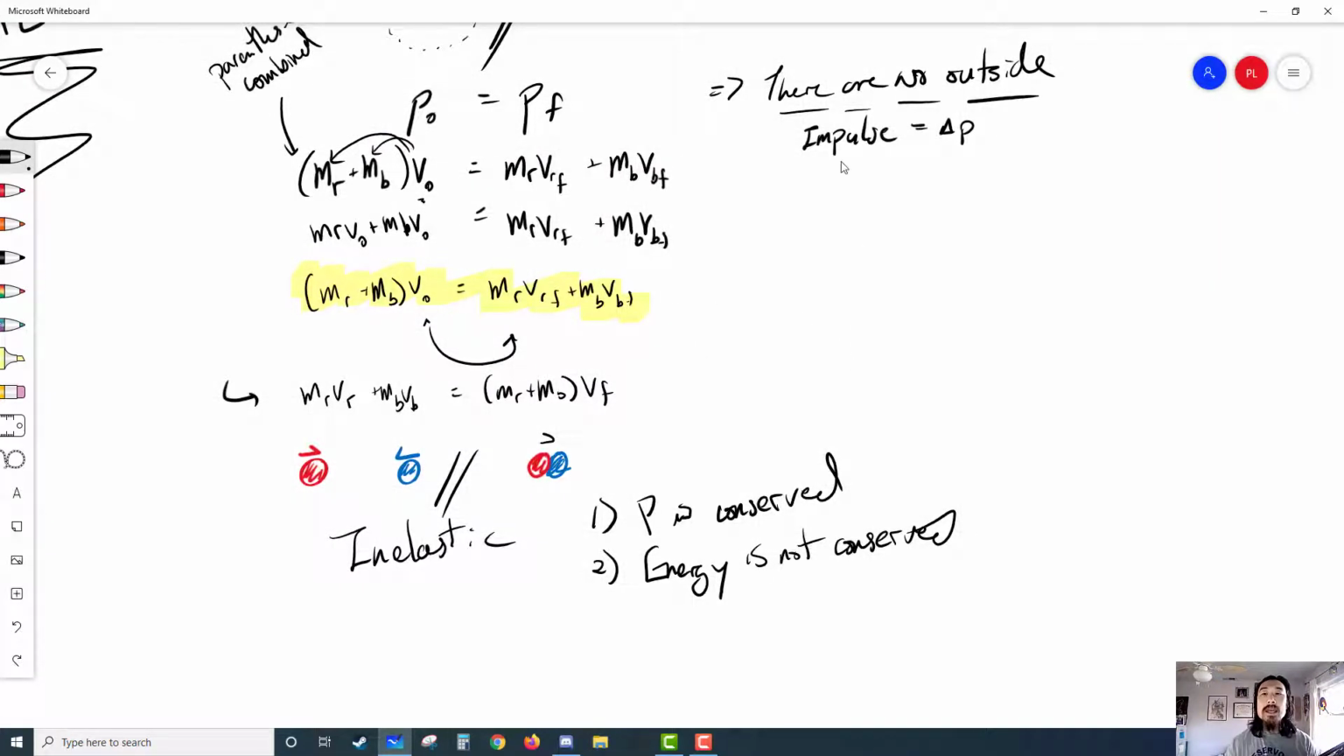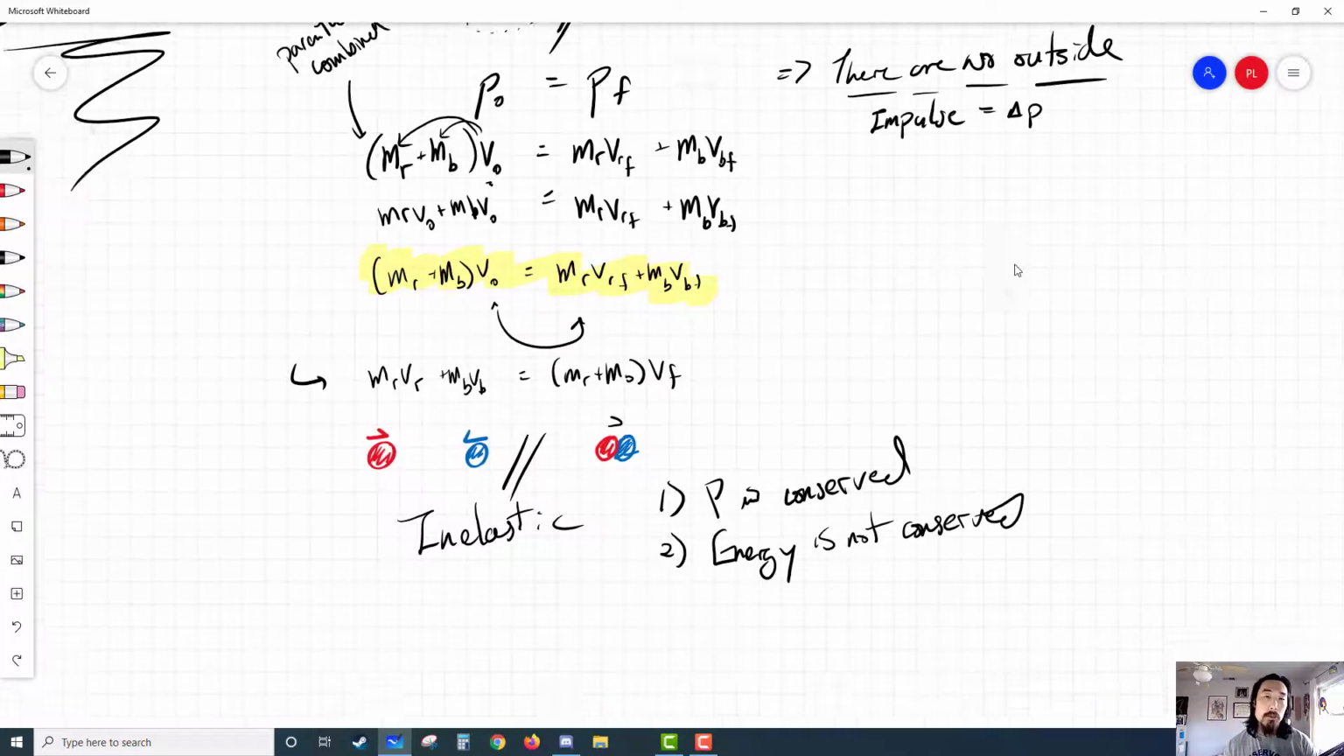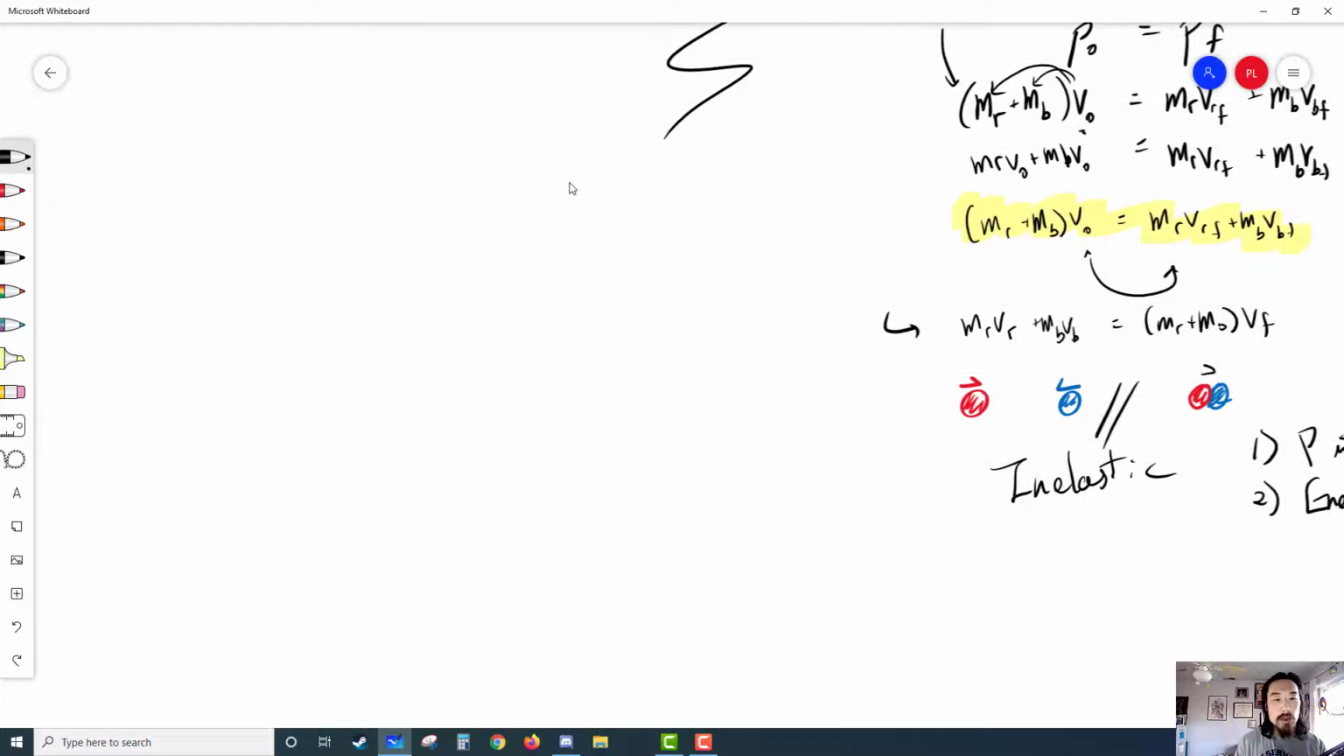Now, of course, we can expand this if there are more objects. So for example, let's do 3 objects. Let's say we have a jawbreaker, like a hard candy, and that hard candy has 3 different pieces. We have piece 1, piece 2, and piece 3. And once again, we're going to put a tiny little bit of explosive right in the middle of the candy. Okay, and then the candy explodes.